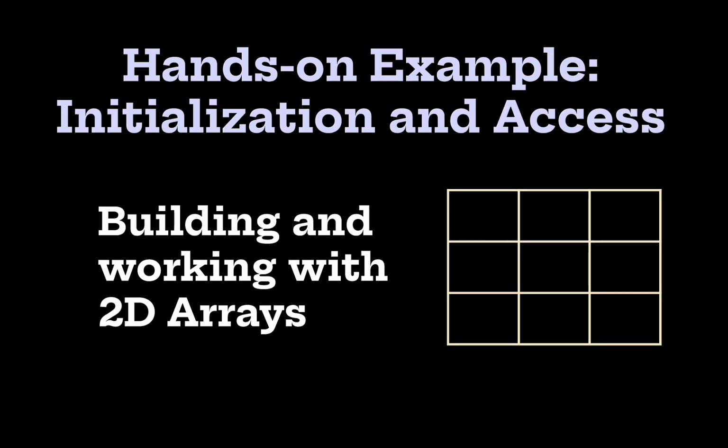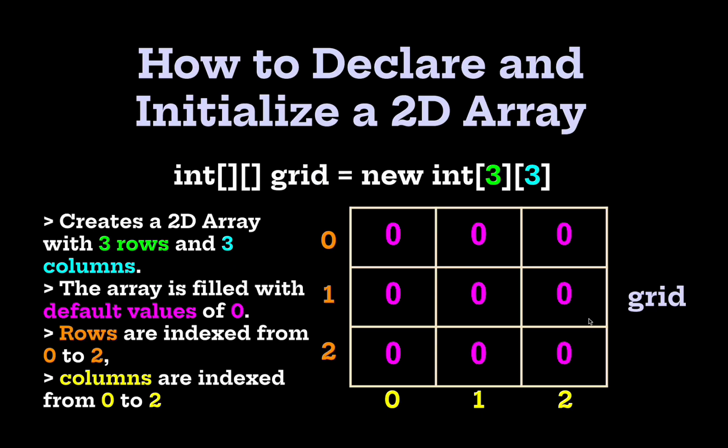Now let's look at an example on initialization and access. And here we'll be building and working with 2D arrays. So how do we initialize a 2D array? We've talked about this. Int grid equal to new. We have int 3 to represent the rows and this 3 to represent the columns.